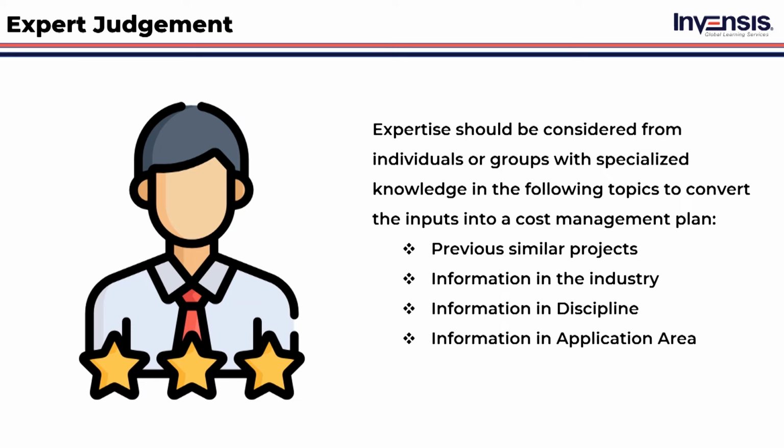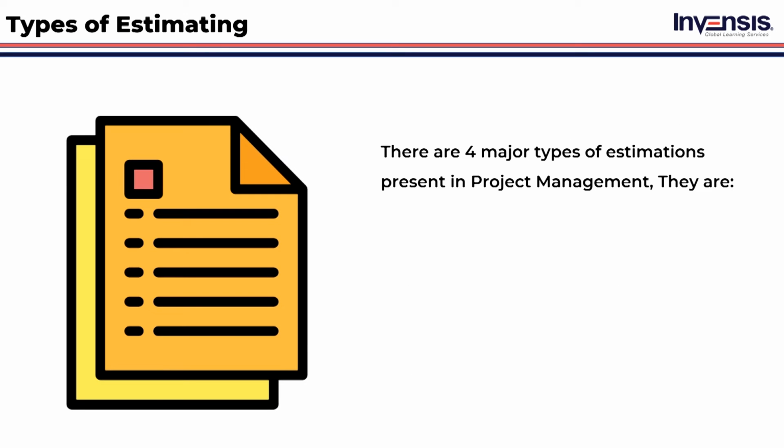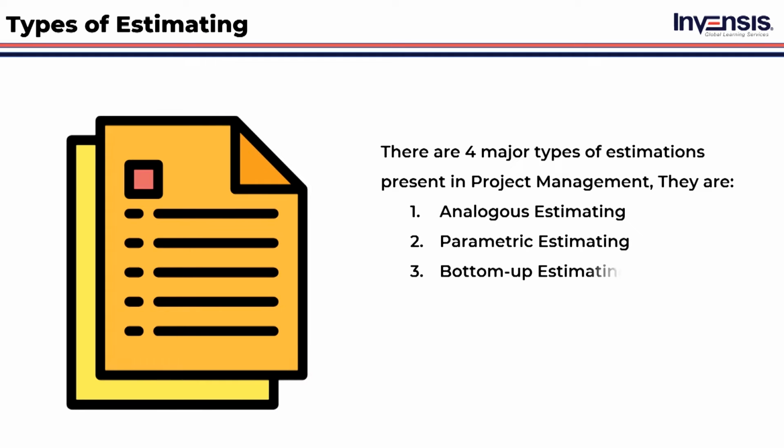Information in discipline and information in application area are the areas where the expertise will be considered for the estimation process. Cost estimating methods. This is a process of estimating the cost required for a work package to finish. So expertise in this will help you in better estimates. With continuation to this, there are four major types of estimations present in project management. They are analogous estimating, parametric estimating, bottom-up estimating, three-point estimating. So let us understand in detail.